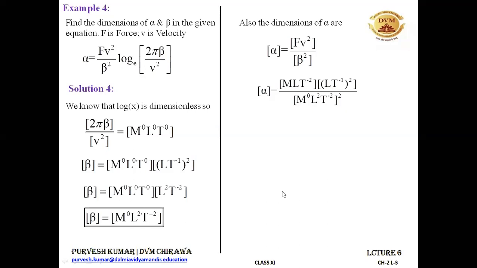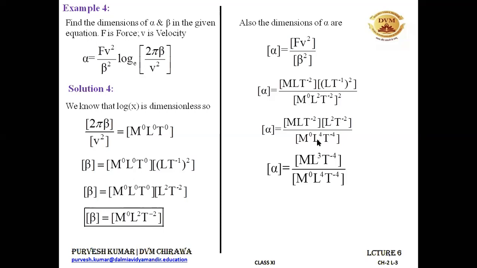Now solve it up. First, I have squared l t minus 1, so it becomes l square t to the power minus 2. And in the denominator, when you square the complete m0 l2 t minus 2, you are left with m0 l4 t minus 4. Now in the numerator we have l to the power 3, since l square multiplied by l is l to the power 3, and t to the power minus 2 and this t to the power minus 2 get added up, and you are left with t to the power minus 4. That t to the power minus 4 cancels out with the t to the power minus 4 in the denominator, and you are left with this.